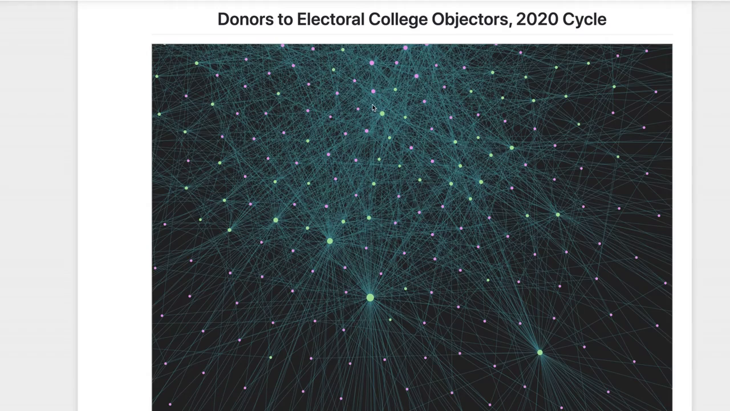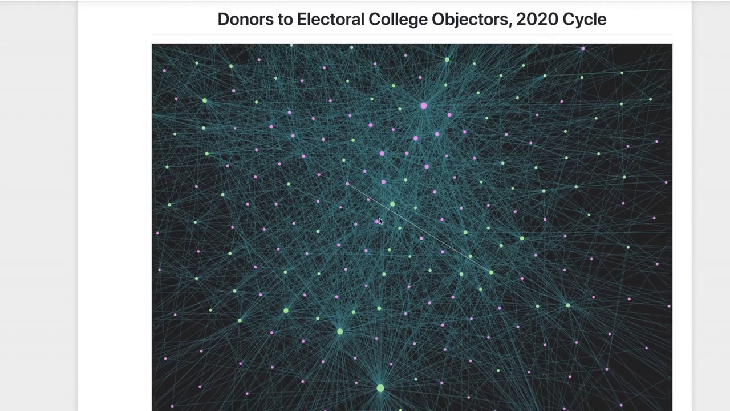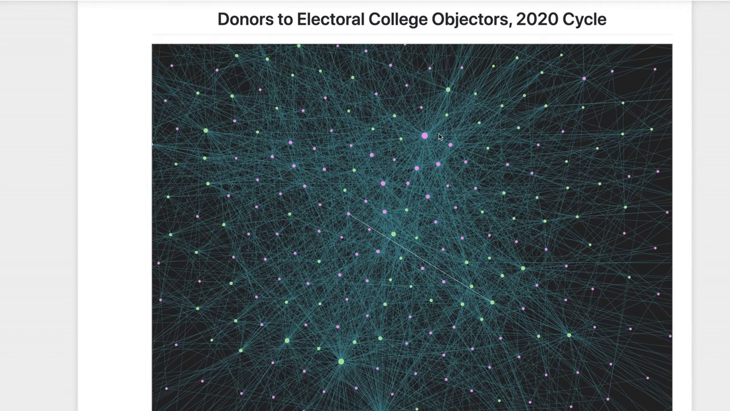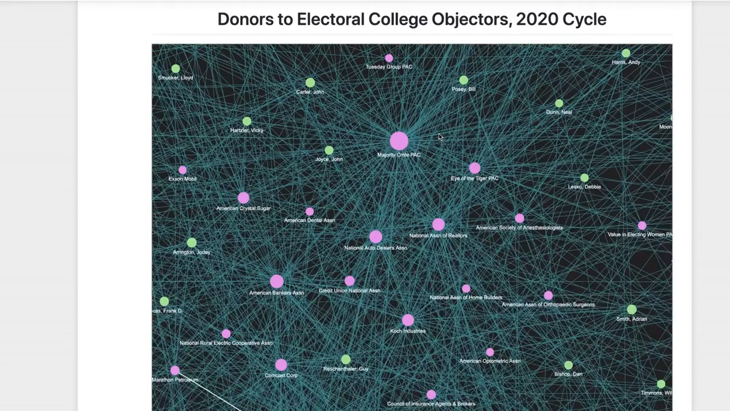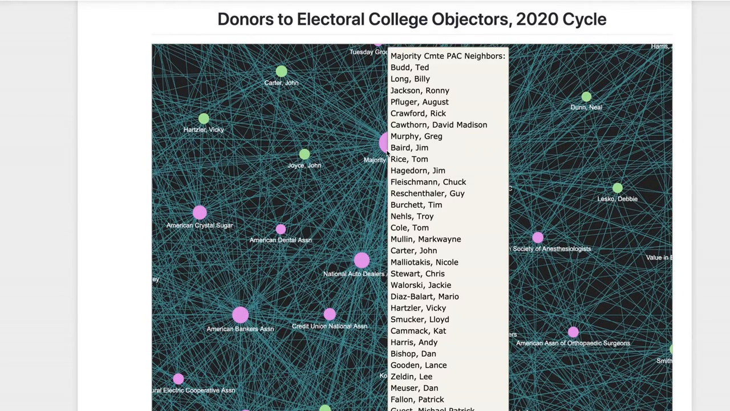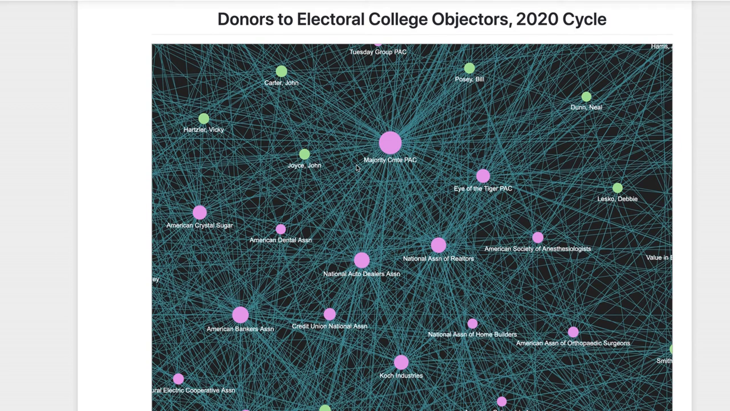And in terms of the PACs that are donating here, this one looks like the biggest one right here. Let's go see who this is. This is the Majority Committee PAC, and they donate to over 100 different congressmen as well. They're sort of a central one-stop shop place for people who want to just donate to these representatives, but not any one of them in particular.